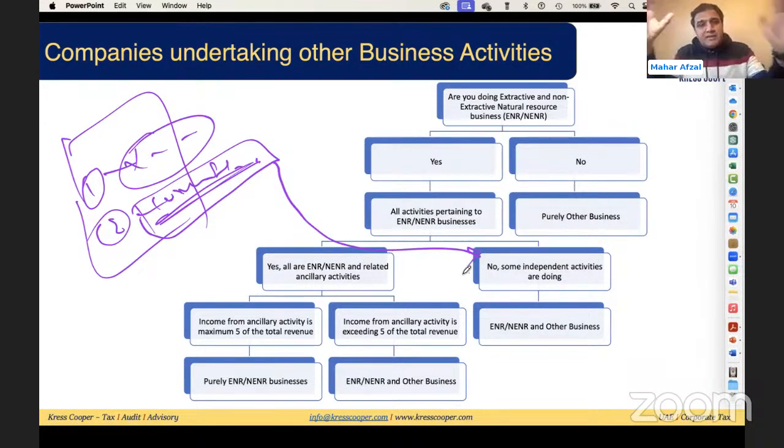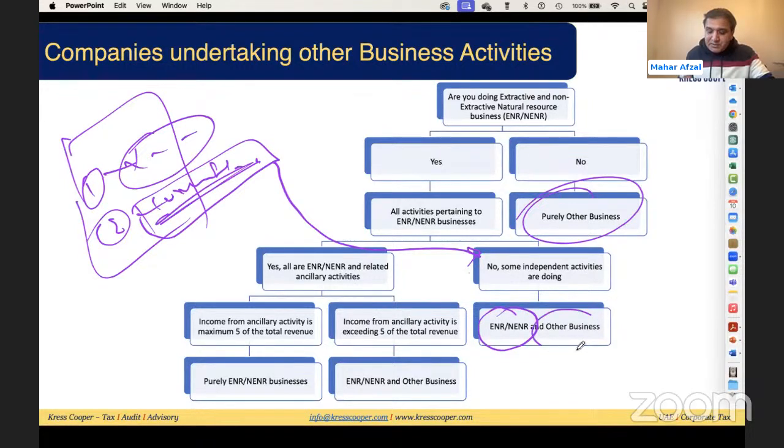So if you have a license and you are providing extractive and non-extractive natural resource services, and along with this you are doing other activities as well, which are not dependent but independent activities, meaning you are doing two businesses, one extractive and one other than this, then you are liable to be assessed based upon the respective provisions of the law. So here you are purely doing other business. Here you are doing extractive and non-extractive business plus other business.